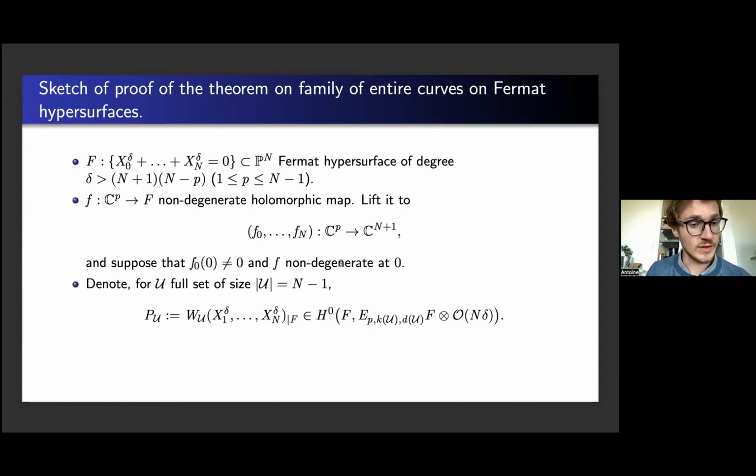And so we will denote, for U a full set of size big N minus 1, P_U the following operator. So we take this N global sections of O(delta), and we restrict them to F. So it gives a global section of this vector bundle with this positive twist.